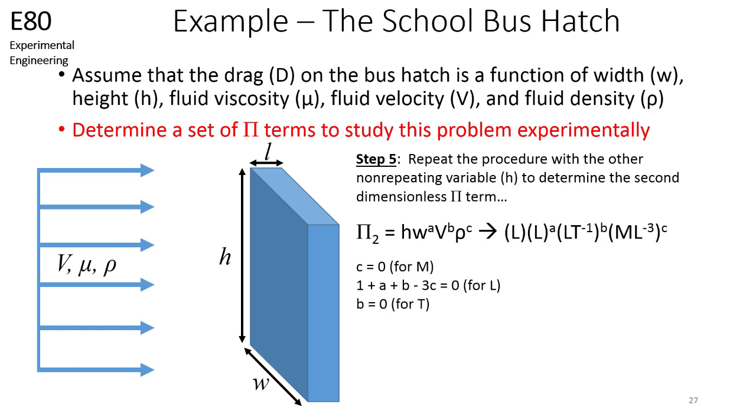Let's take a look at t. Here we see that t only has an exponent of negative b. Therefore, b is equal to 0. Plugging in b and c into the middle equation for L results in a equaling negative 1. Here we see that the second dimensionless term is just height over width.